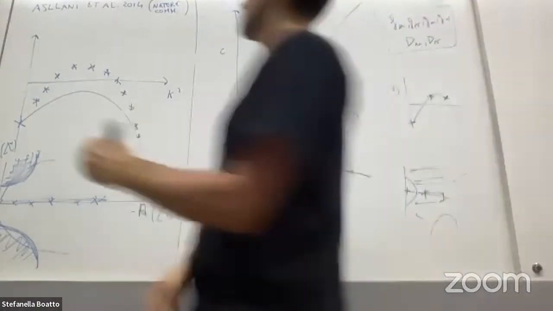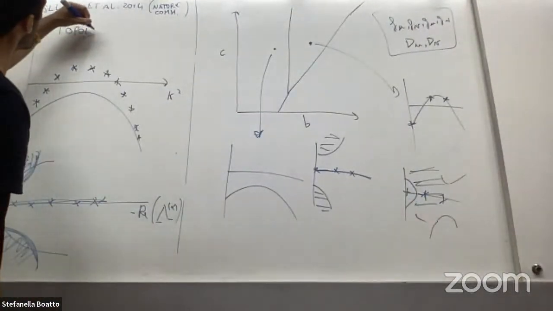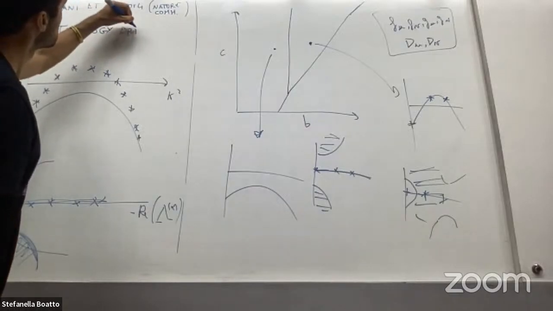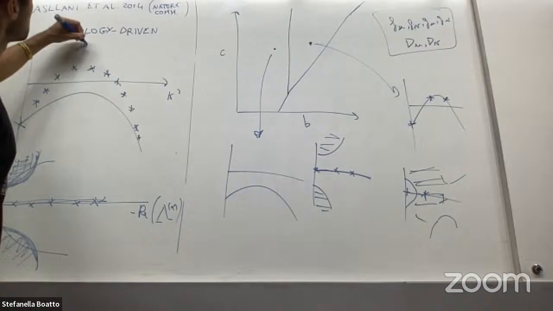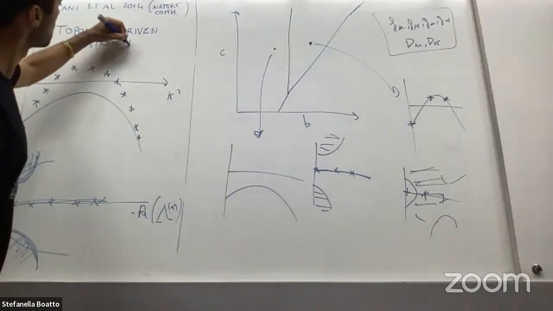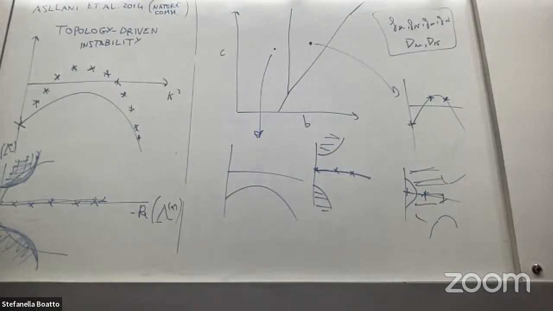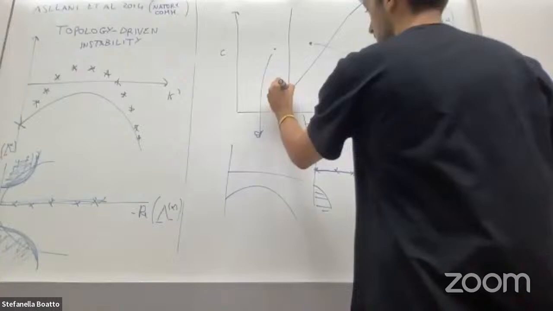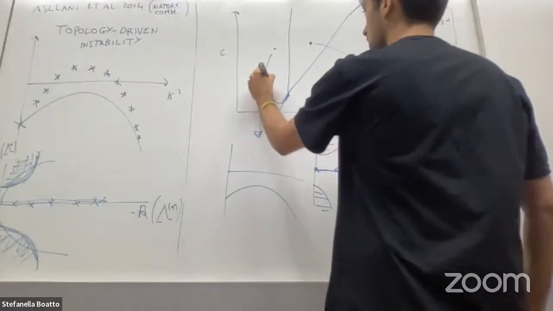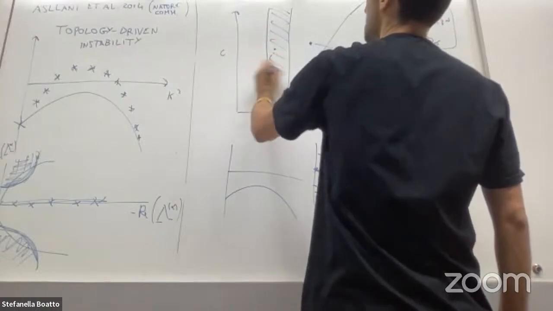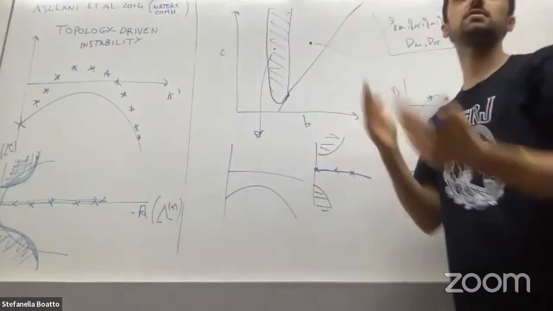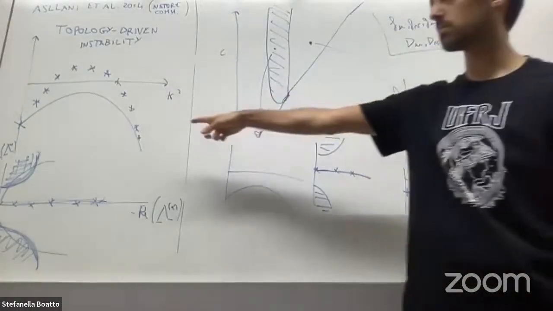And that's why they called it topology-driven instability. It's still diffusion-driven because you wouldn't have this region without the difference in the diffusion. But then it's the topology that allows you to extend your region of instability. And how big this is depends on the networks, on the spectrum of your Laplacian.